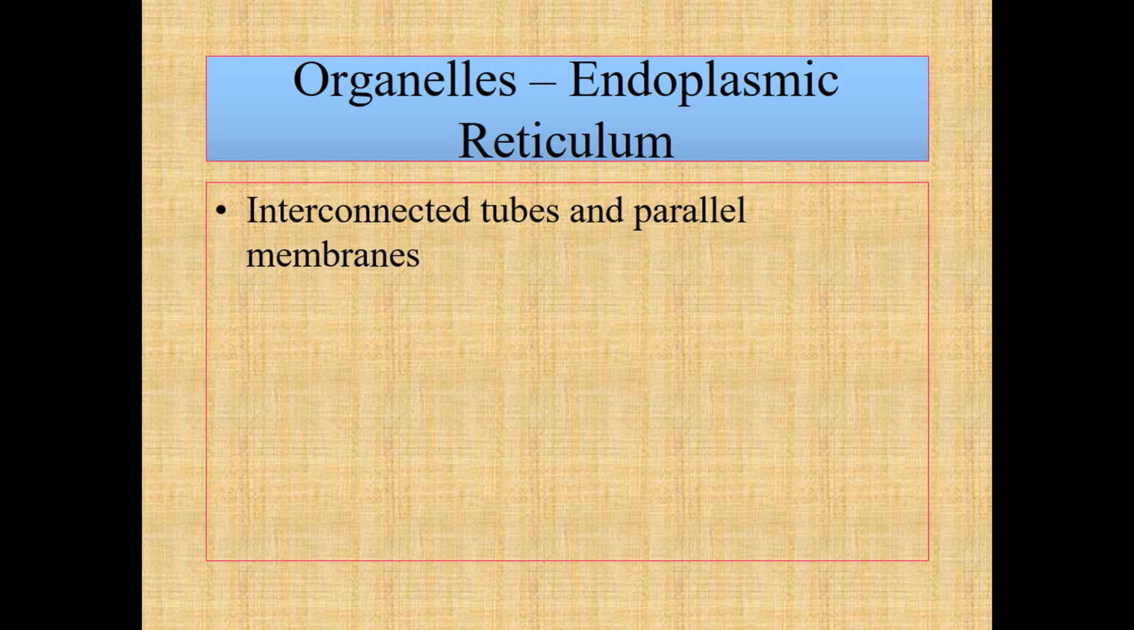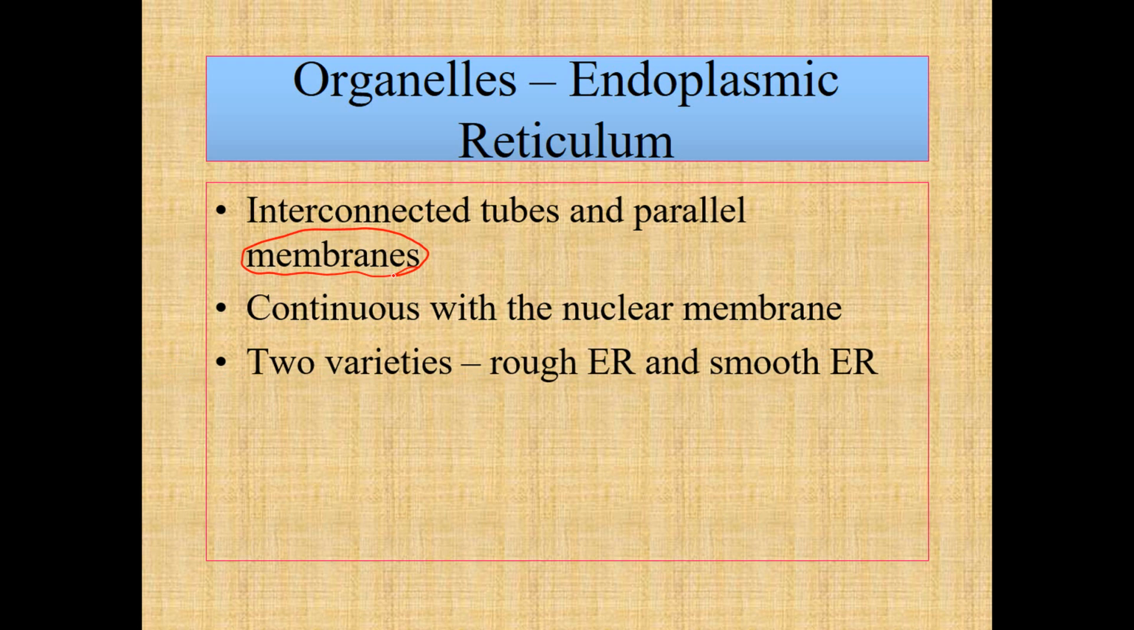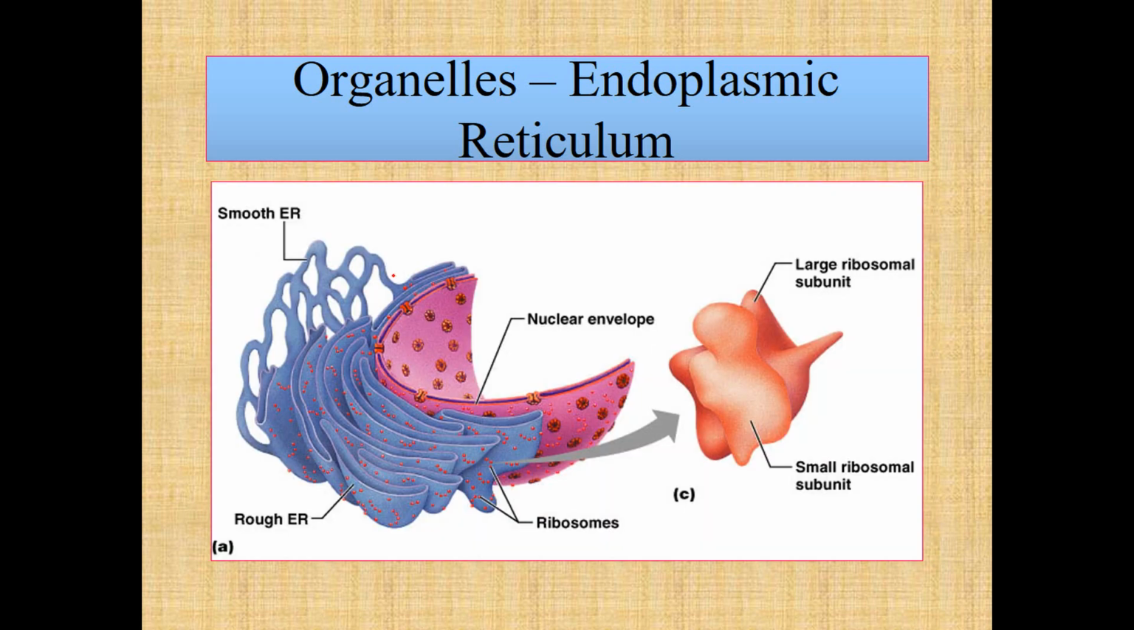We're moving on to the endoplasmic reticulum. And really, out of all of this, I want you to know that they are made out of membrane, phospholipid bilayer. Continuous with the nuclear membrane, yeah, that's great. There are two varieties, rough ER and smooth ER. And so what we're going to do is take a look at each and identify their functions, even though in the previous part we already identified the function of the rough ER.